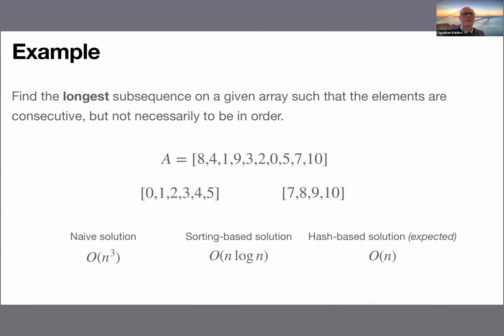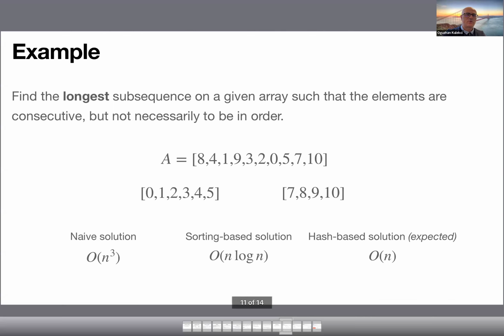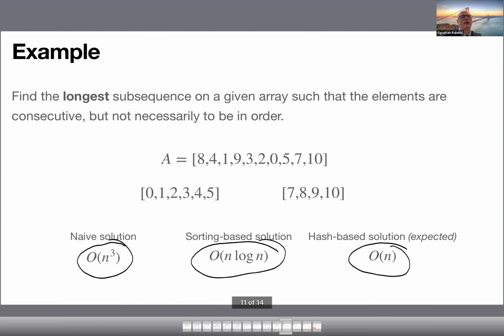So this is an example problem such that if you apply the naive solution, you will have an n cubed complexity. If you apply a sorting-based solution, you will have n log n complexity. With the hash-based solution, you can reach O(n) complexity. And this is a classic improvement when we apply hashing, and this is why it is very widely used.